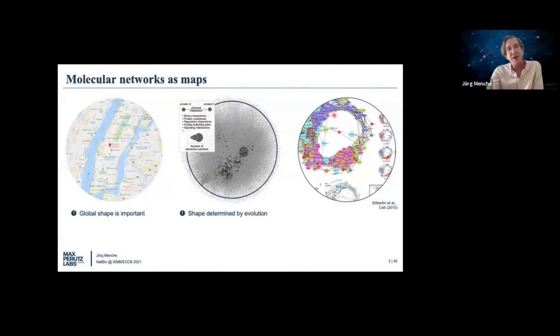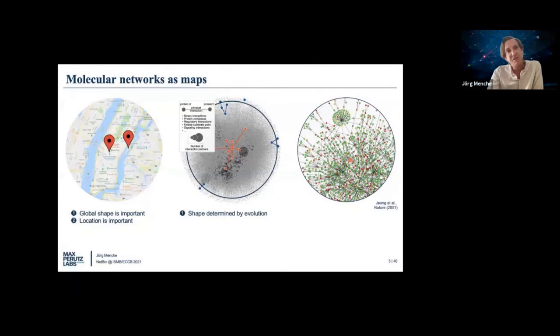The second part of this analogy is that location matters. So, the Starbucks here at Times Square sells more coffee than the one on Roosevelt Island. And we also know that the location of a gene within these molecular networks is related to how important it is in a very broad sense.